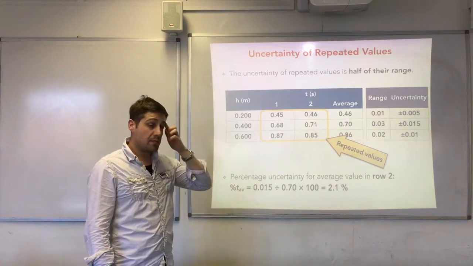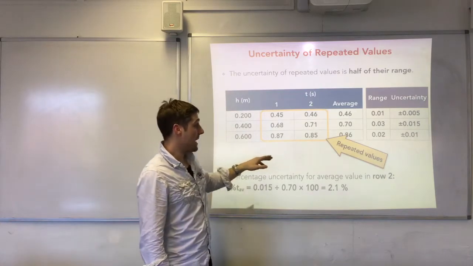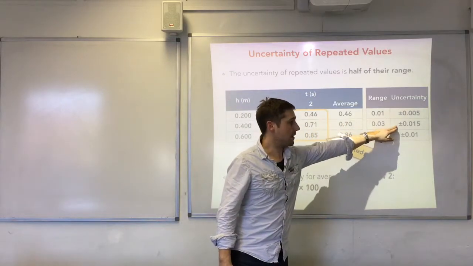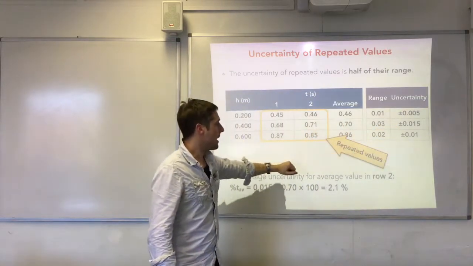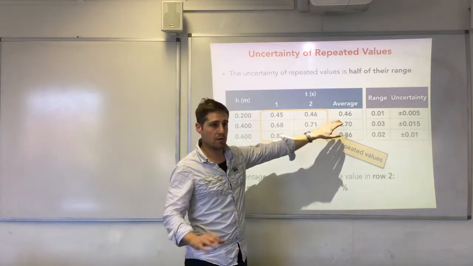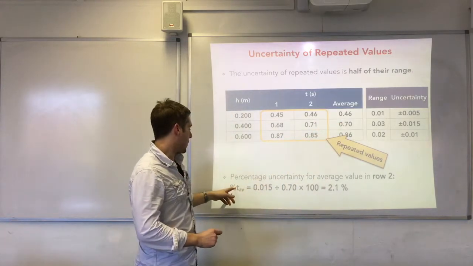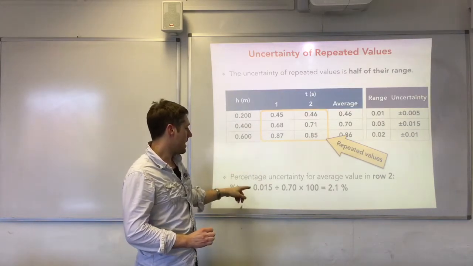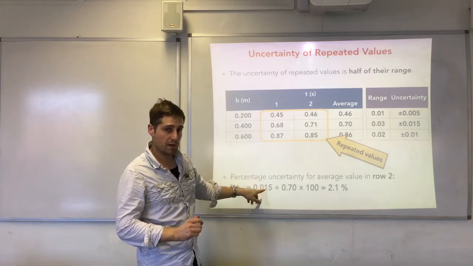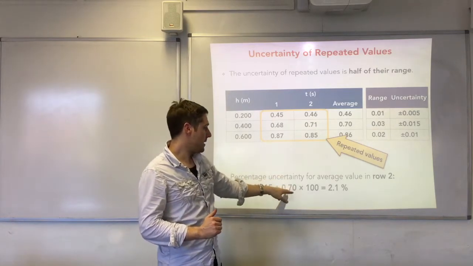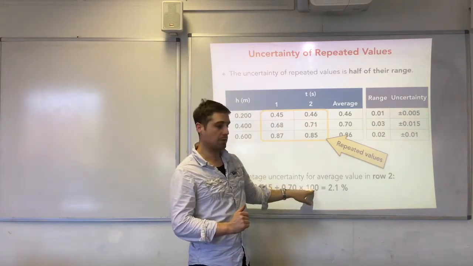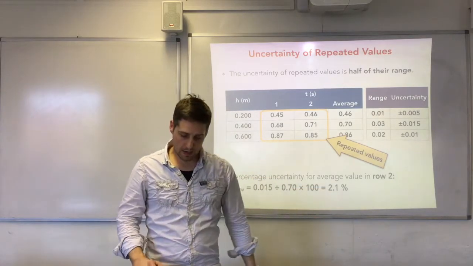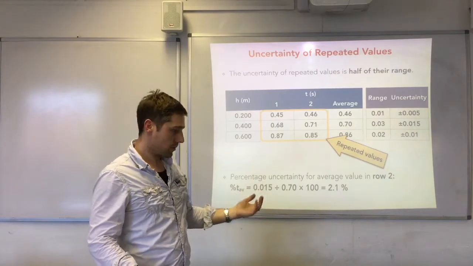So let's do the percentage uncertainty for the average value of row 2, which is this row here. I've got my uncertainty here. That's the value of the measurement that I'll be using. So the percentage uncertainty of the average value of 0.7 is 0.015, so that's my absolute uncertainty, divided by the measurement, multiplied by 100, so that's 2.1% for that value. And then you could do the same procedure for the other rows as well.